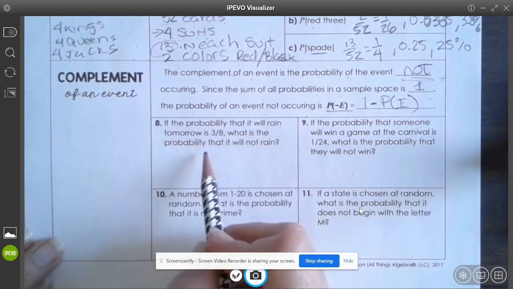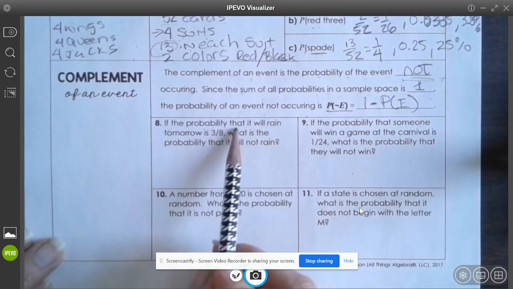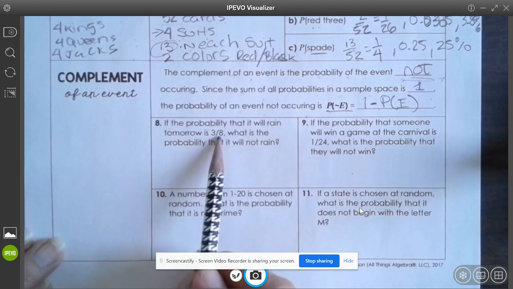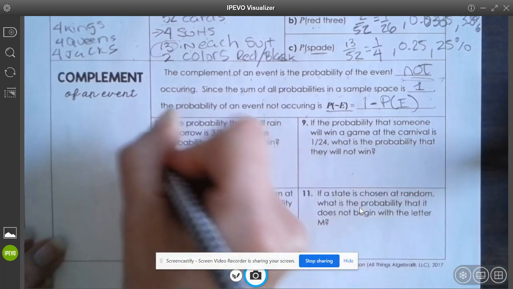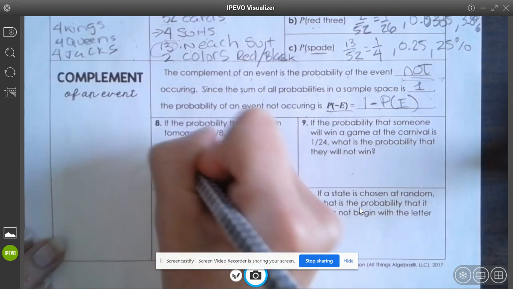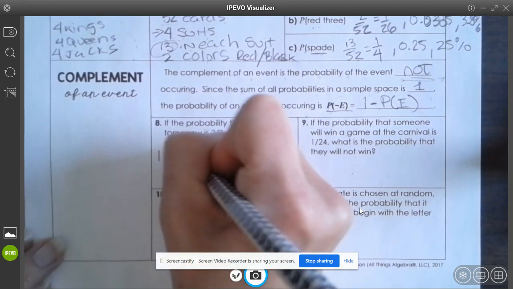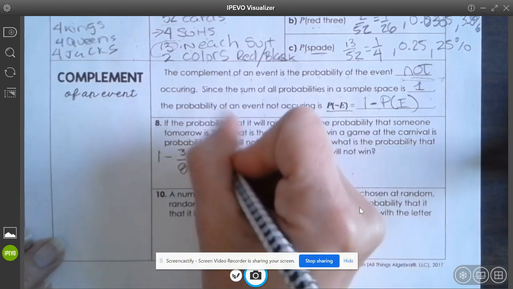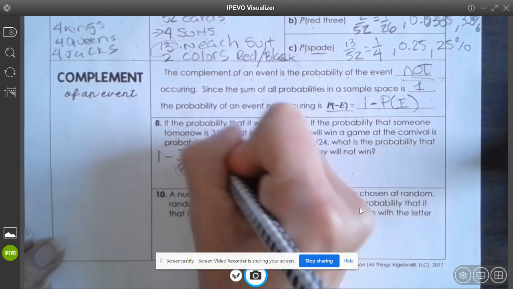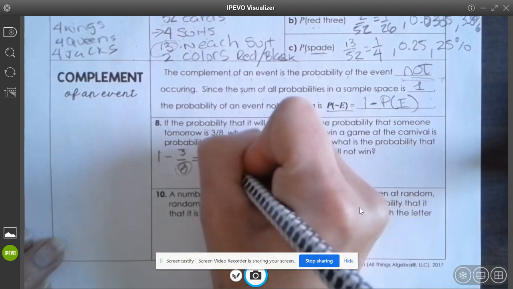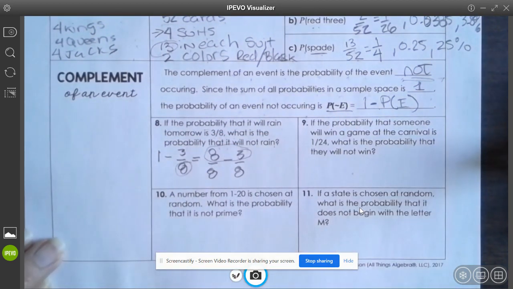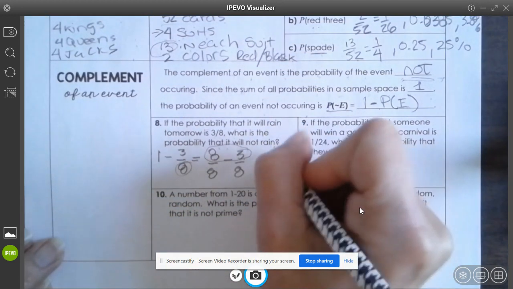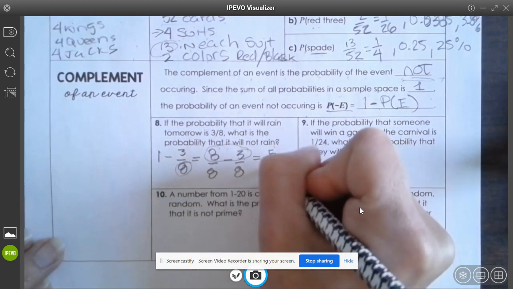So I'm going to do this one. If the probability that it will rain tomorrow is 3/8, what is the probability that it will not rain? That's easy. Look, 1 minus 3 over 8, right? Which is the same thing as 1 being a whole, so we use the denominator. So 8 over 8 minus 3 over 8. Then you subtract the top numbers. 8 minus 3 is 5 over 8.